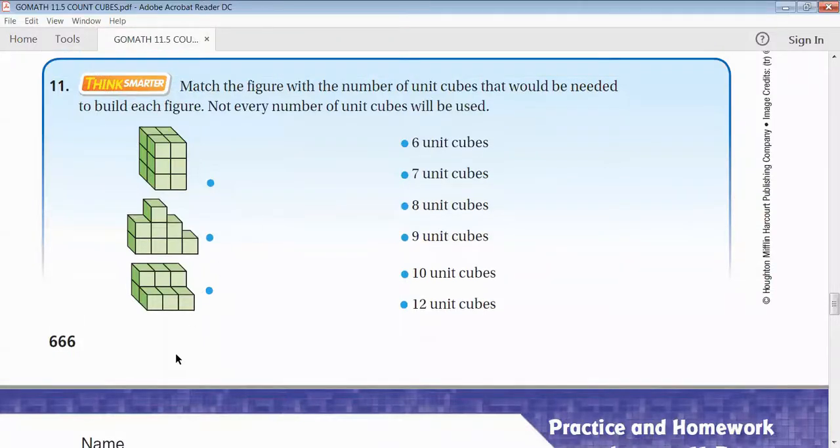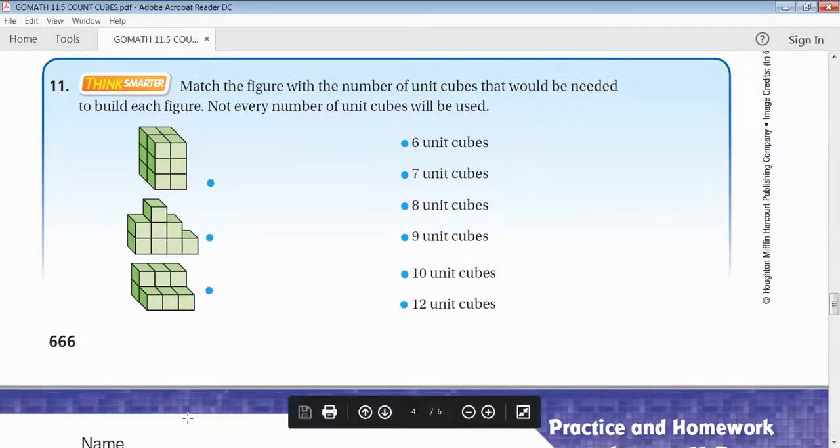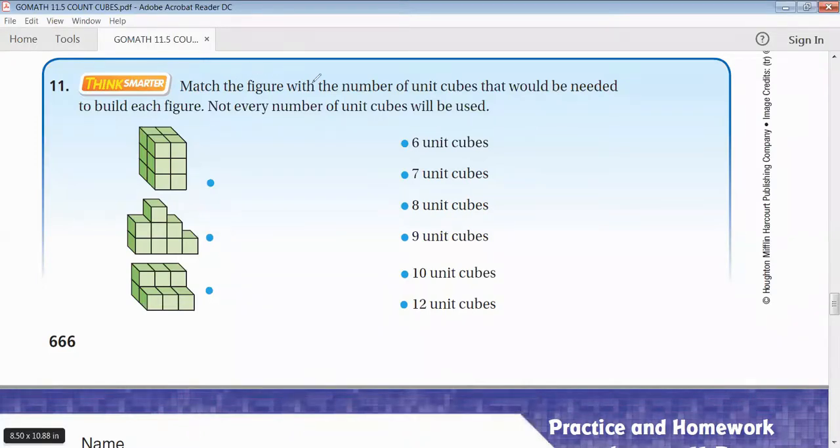Let's look at think smarter, because we all want to think a little bit smarter. It says, match the figure with the number of unit cubes that would be needed to build each figure. Not every number of unit cubes will be used. So we have these solid figures and we have these numbers on this side. So let's go ahead and count. Now, if we look at this picture, we should see that we have blocks or cubes stacked up on top of each other, and that there's going to be the same number of cubes in the back.